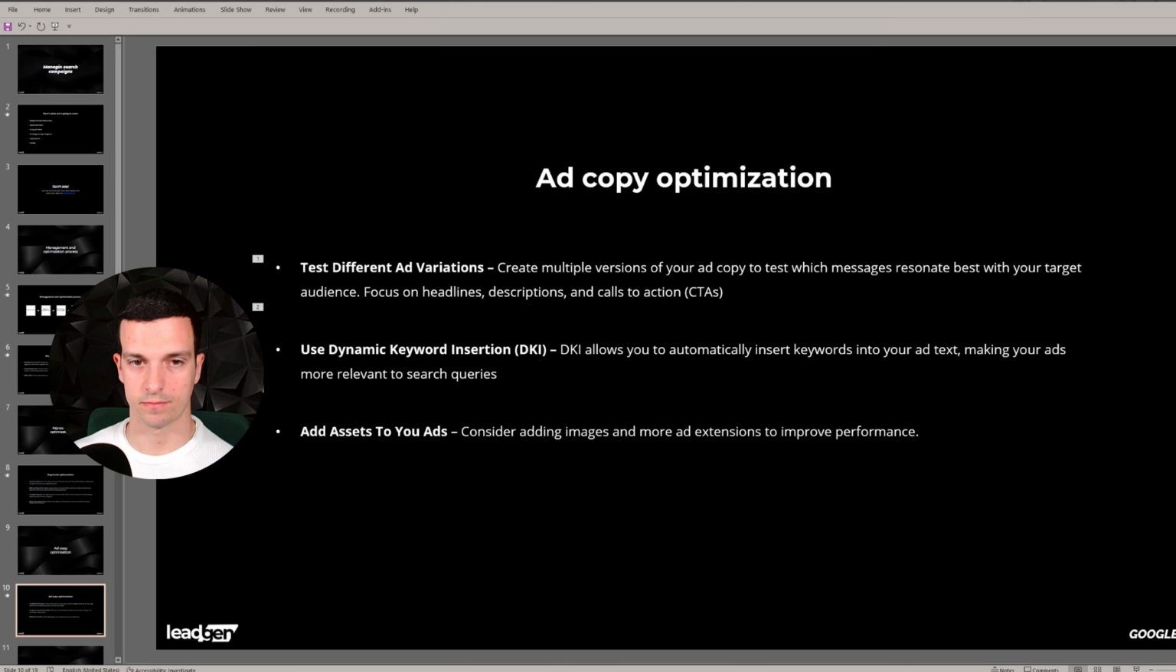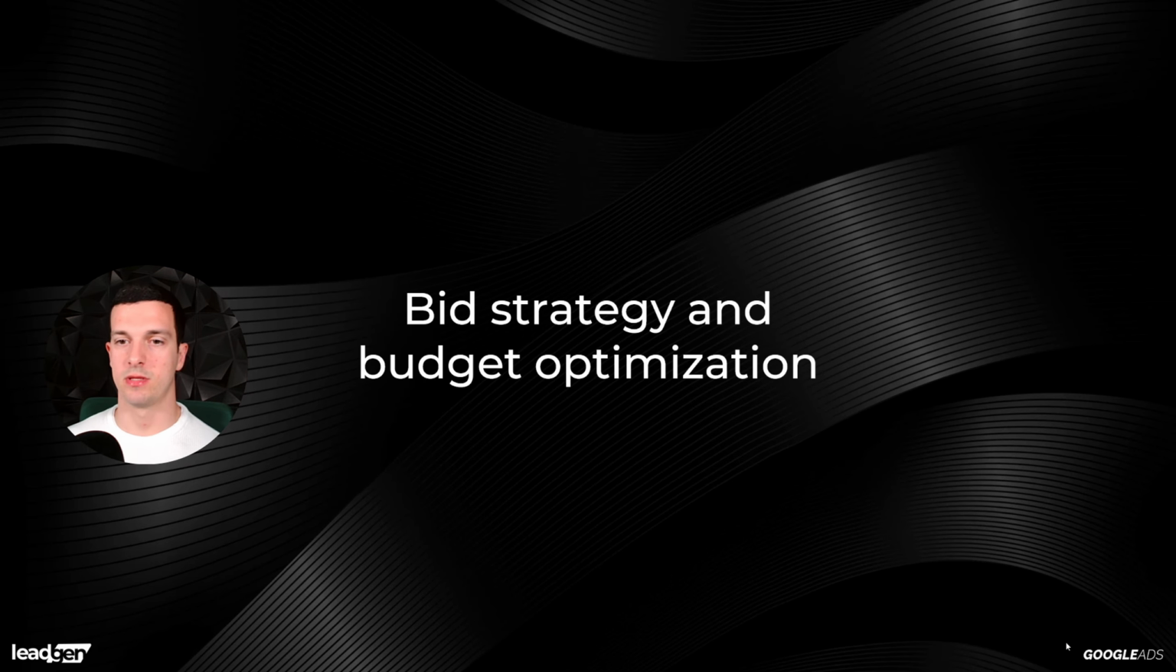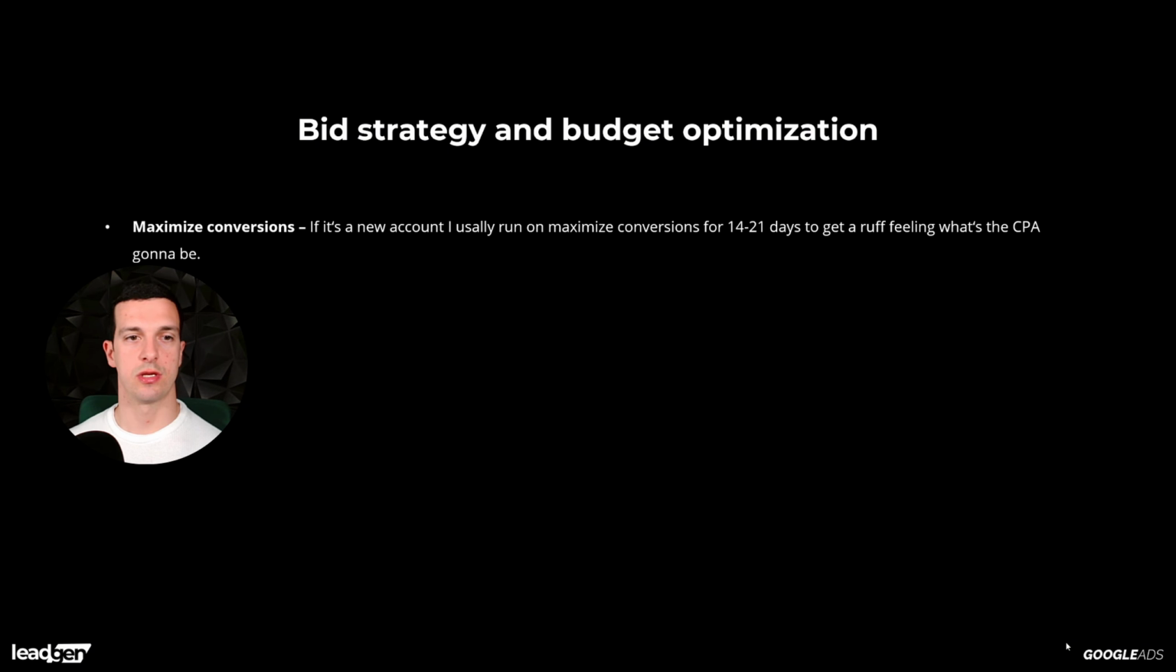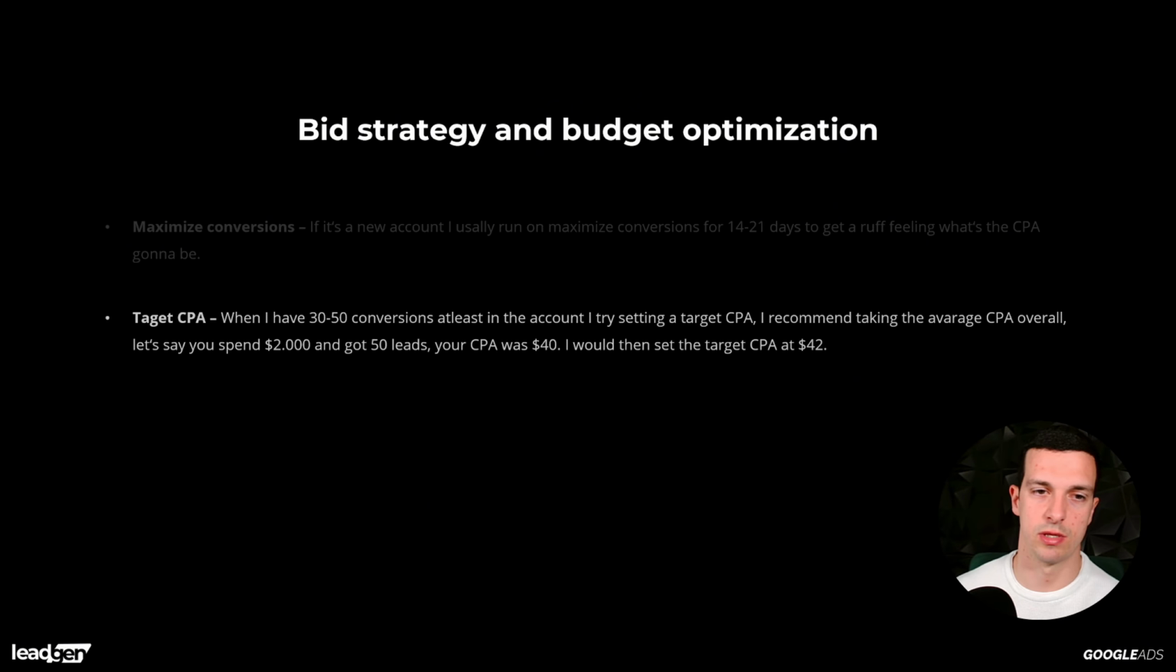Okay. Yeah, we covered all of these. Bid strategy and budget optimization, maximize conversions. If it's a new account, I usually run on maximize conversions for 14 to 21 days to get a rough feeling what the CPA is going to be. So yeah, I don't touch the bidding or anything. I optimize with negative keywords and adding ads, it's fine, but you want to let it run for 2 or 3 weeks.